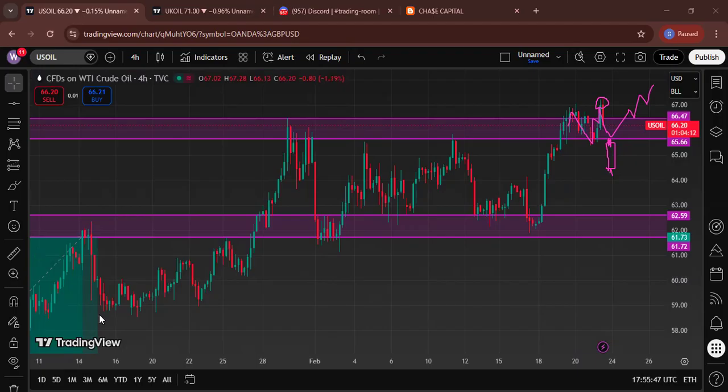But for the majority of the last 2 weeks, we've been consolidating within this range of this supply to this demand, then from this demand to this supply, from this supply to this demand, from this demand to this supply, like that. Okay.